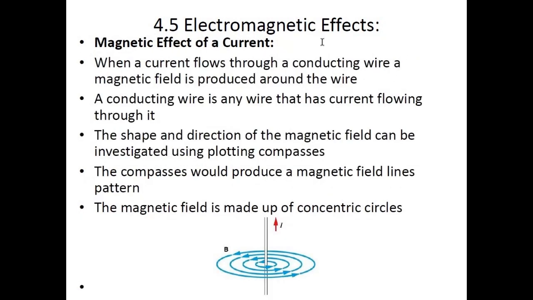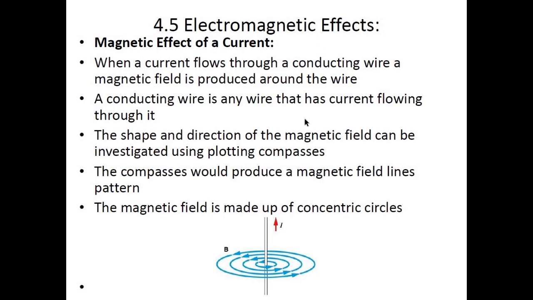When a current flows through a conducting wire, a magnetic field is produced around the wire. A conducting wire is any wire that has current flowing through it. The shape and direction of the magnetic field can be investigated by plotting compasses around the wire. The compasses would produce a magnetic field line pattern.